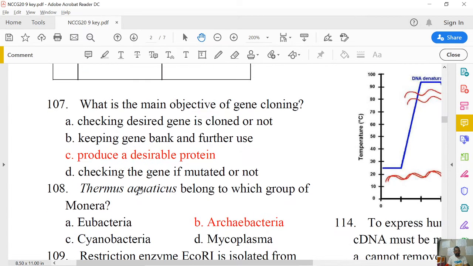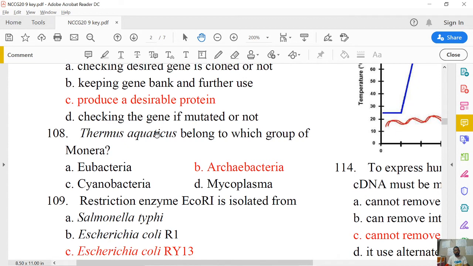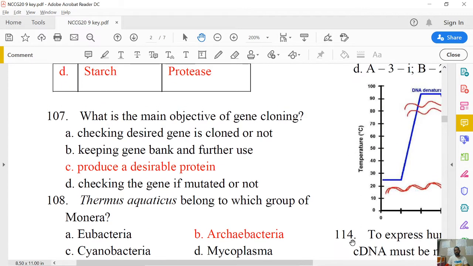Thermus aquaticus. So this is the bacterium from which we have isolated the Taq DNA polymerase used in the PCR. It actually belongs to Archaebacteria of Monera, as it is able to grow in extreme conditions like high temperatures. So this is actually one thermoacidophile. Restriction enzyme EcoR1 is isolated from, so the strain from which it is isolated is RY13.